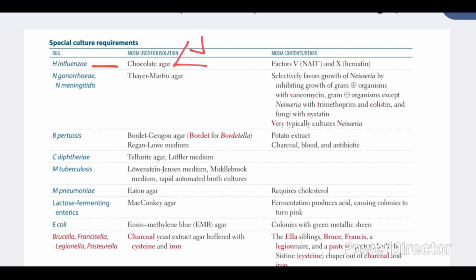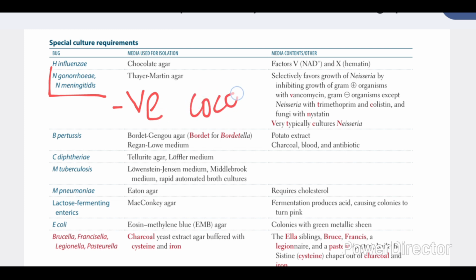Alright, so then we have Neisseria gonorrhoeae. Neisseria gonorrhoeae and Neisseria meningitidis are a class of organisms that are classified as the gram negative cocci. We are going to study gram positive cocci and gram negative cocci in detail in our future sections, but for the time being, Neisseria gonorrhoeae and Neisseria meningitidis are a group of pathogens that can be characterized as Neisseria, and Neisseria grows on the Thayer Martin agar.